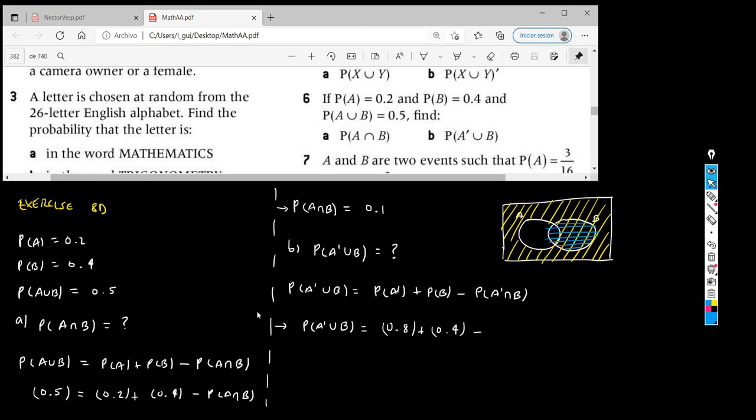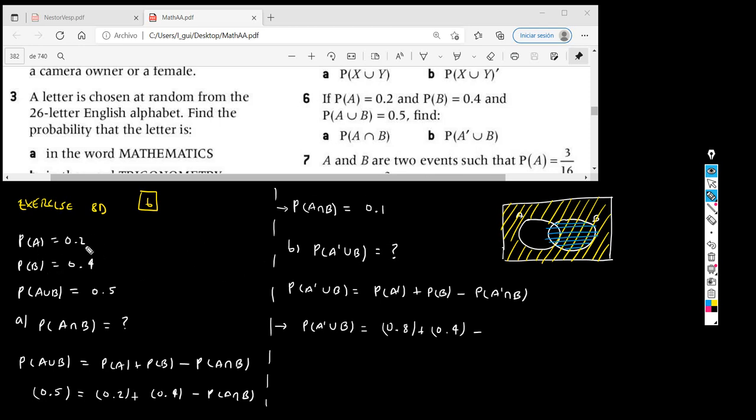Hello class, this is problem 6 from exercise 8D. They're giving you two probabilities: the probability of an event A, the probability of an event B, and also the probability of the union of those events, which is 0.5. And they want you to find this probability and this other probability.